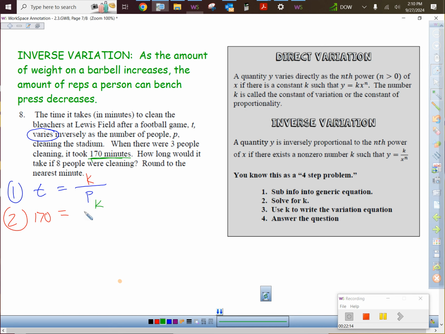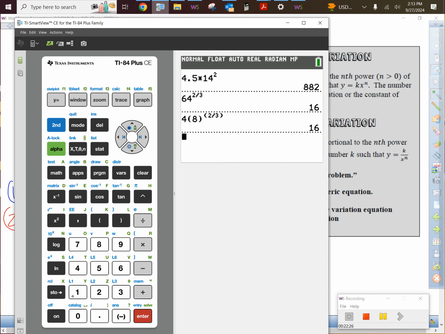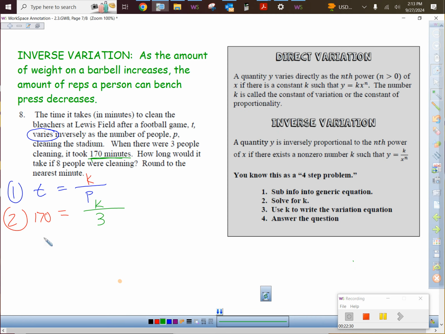K, I don't know what that was, but we had 3 people, right? We had 3 people doing it. Are we all cool with that scenario right there? So let's get rid of this divide by 3. Multiply both sides by 3. So 170 times 3. 510 people, or excuse me, 510 is this constant of variation.